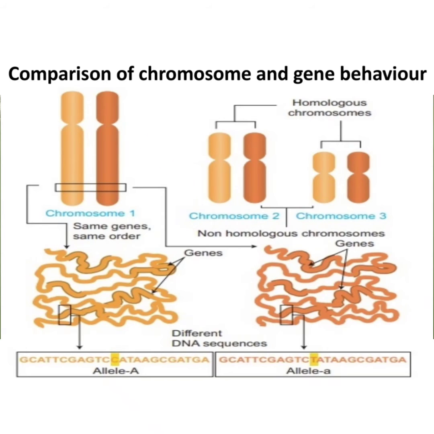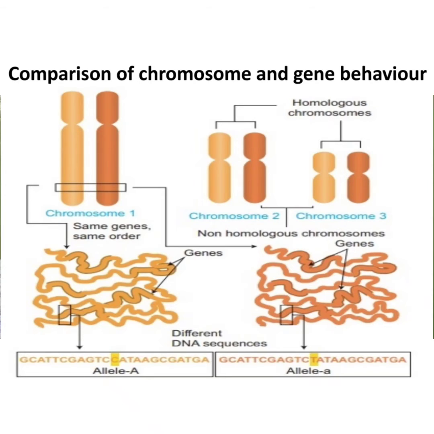Now, let us compare the chromosome and the gene behavior. The chromosomes that are present on the left side are the homologous chromosomes. They have the same genes and same order. You can see the allele A and C as the nitrogenous base.